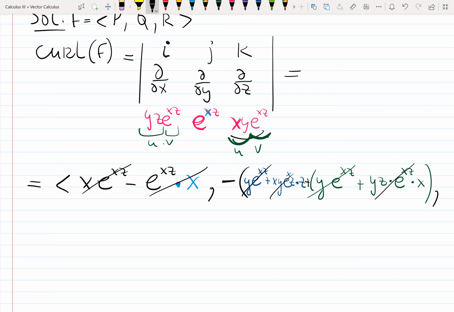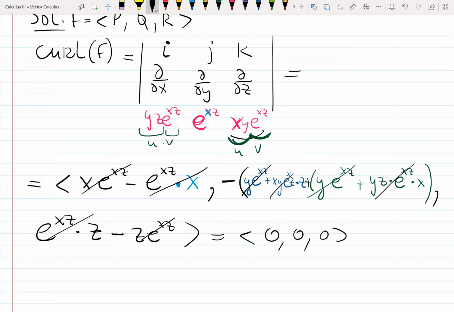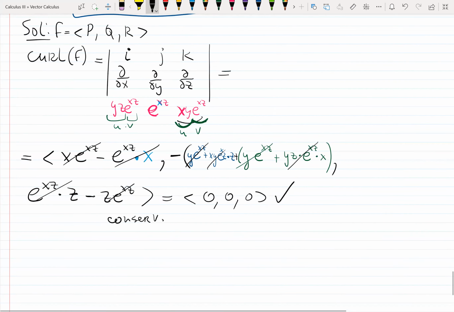K, derivative of e to the XZ with respect to X, e to the XZ times Z. Well, the last exam actually had integration by parts, if you remember, but I did remove it. Who wants to do integration by parts? Are you kidding me? Minus, and now this one is not product rule. Z e to the XZ. Cancel out, cancel out. Nice. It is 0, 0, 0. So it is 0, 0, 0. Conservative, conservative.